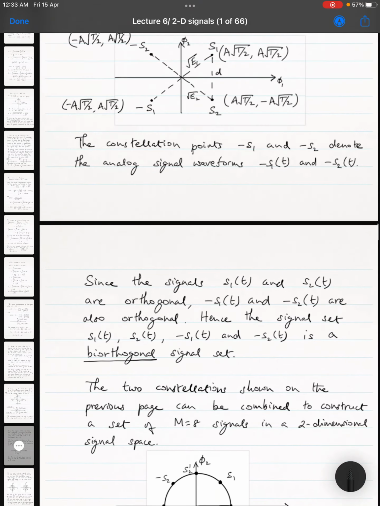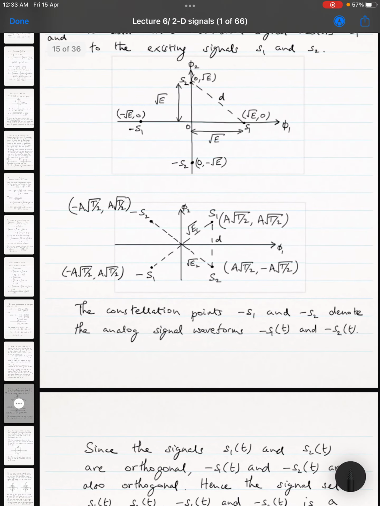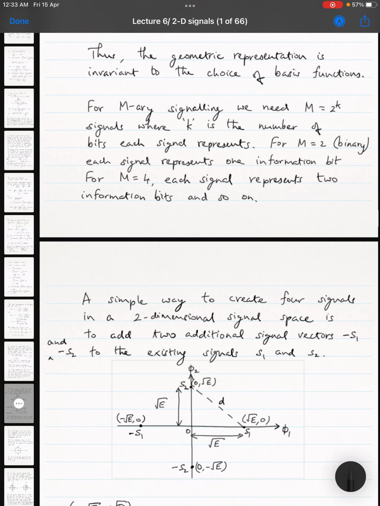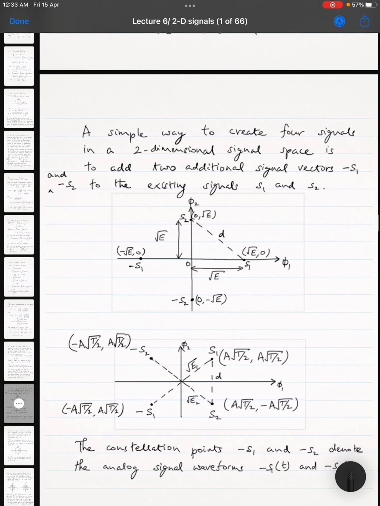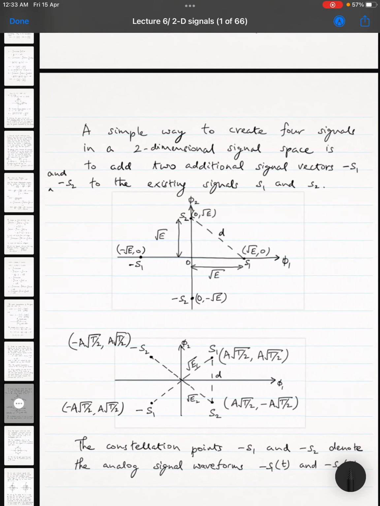Now, just as we constructed four signals from the original two signals to get MRE signal with m equal to 4, similarly, we can now extend this to construct a set of 8 signals using these same two basis functions phi1 and phi2. So we have S1, S2, minus S1, minus S2, these four signals which are lying on the axis of phi1 and phi2.